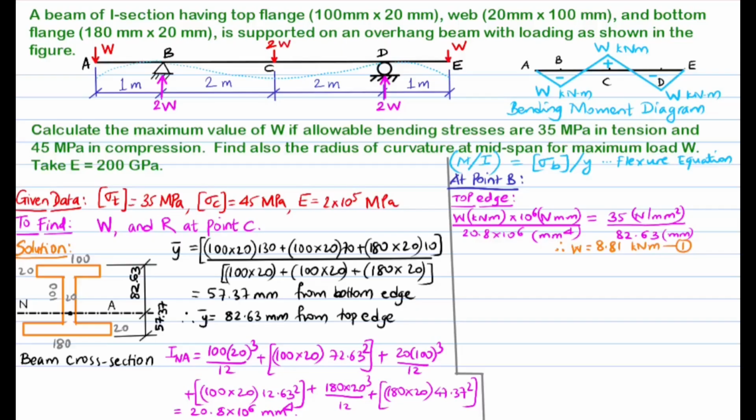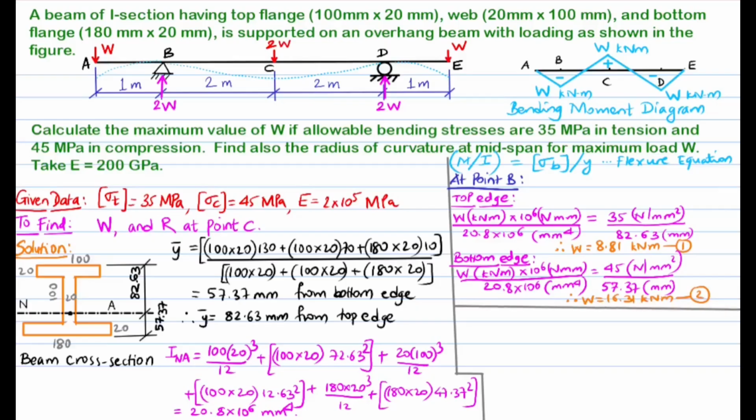For the bottommost layer in compression, Mmax, that is W kilonewton meter times 10 to the power of 6 converted to Newton millimeter over I, which is 20.8 times 10 to the power of 6 in millimeters to the power of 4 units, equals sigma C, which is 45 megapascals over Yc, which is 57.37 millimeters. We get W as 16.31 converted to kilonewton meter units. Let's call this equation 2.